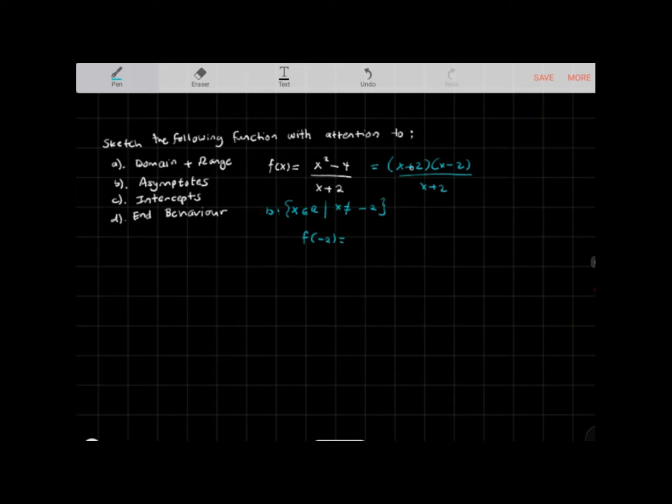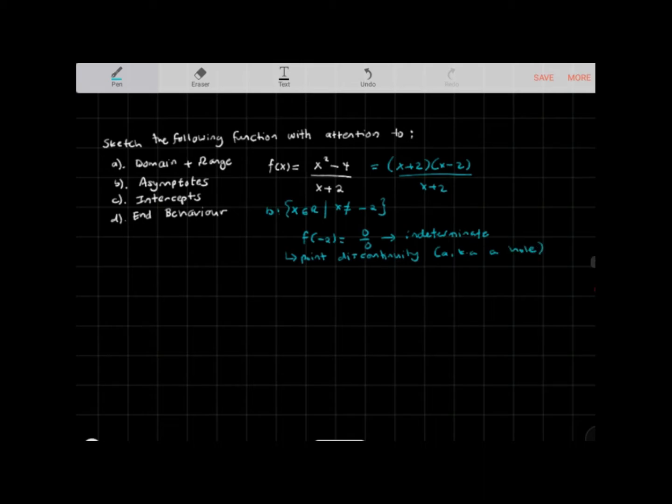Okay, and if x is negative 2, look what happens. Negative 2 plus 2 in the numerator is 0, and negative 2 plus 2 in the denominator is 0. So we get 0 over 0. This does not represent a vertical asymptote. This is what we call an indeterminate state, and the indeterminate state represents something called a point discontinuity. So it's a missing point, also known as a hole. This is a missing point in the function.